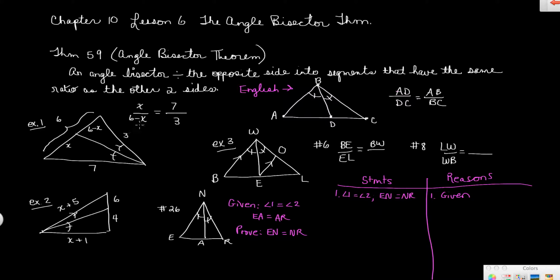So you just set that up, you cross multiply, 3x equals 42 minus 7x, and you get 10x equals 42, and x equals 4.2. So there's a little bit more algebra in this chapter and in the rest of the book than what we've had before, so hopefully that comes back to you. So that's the answer to that one.